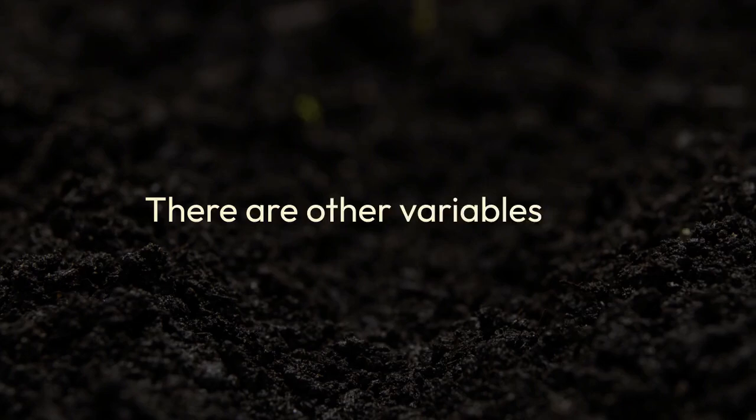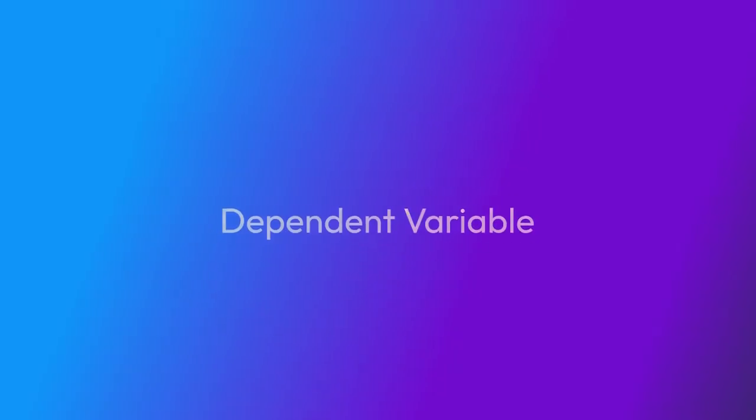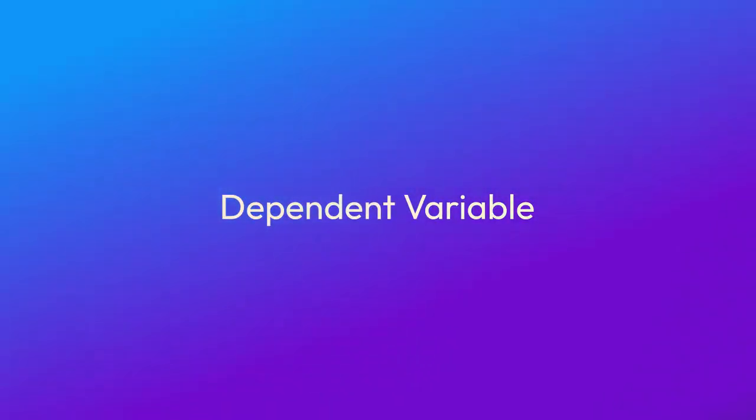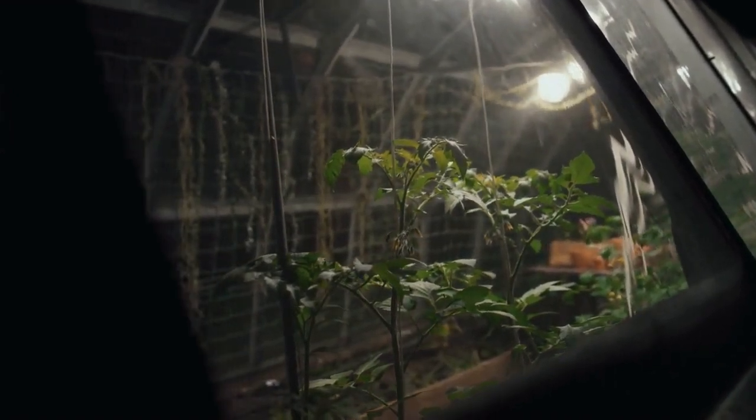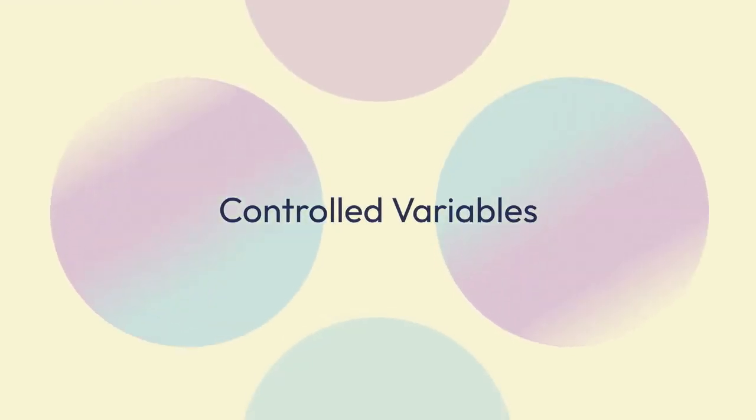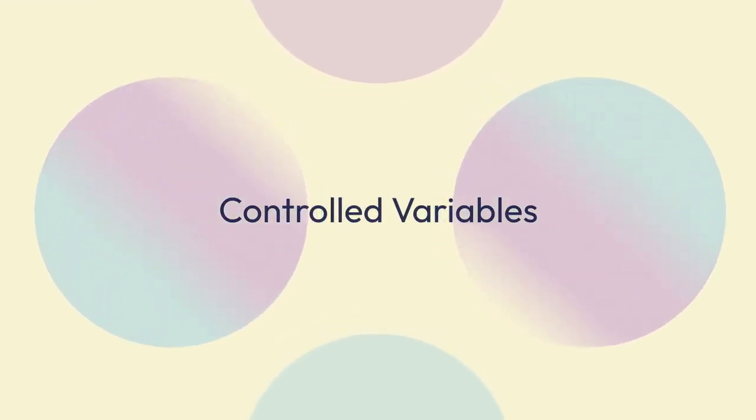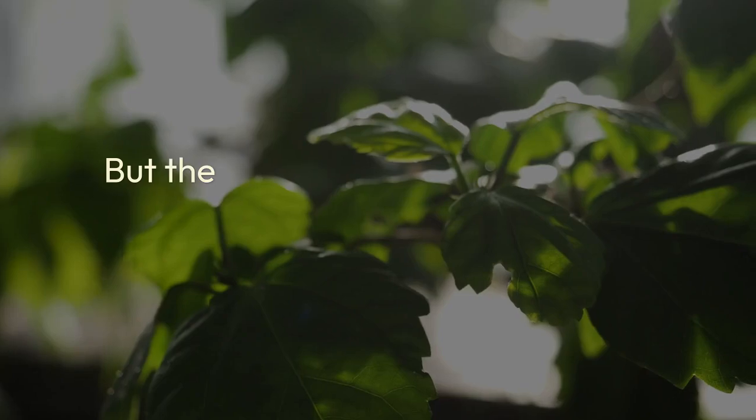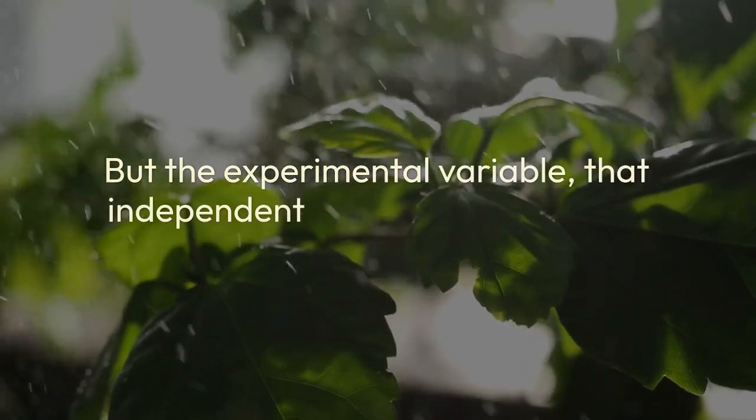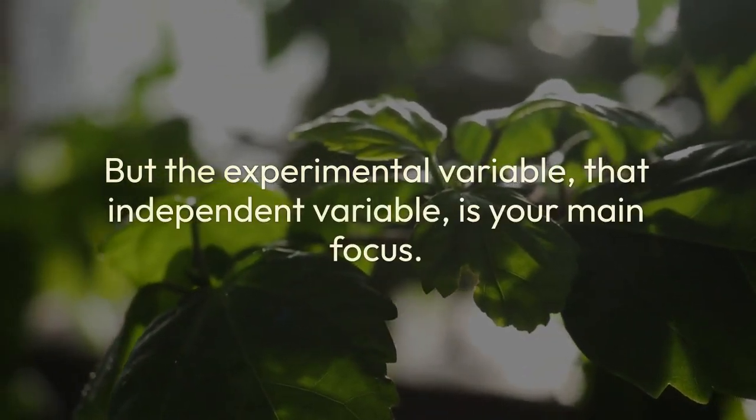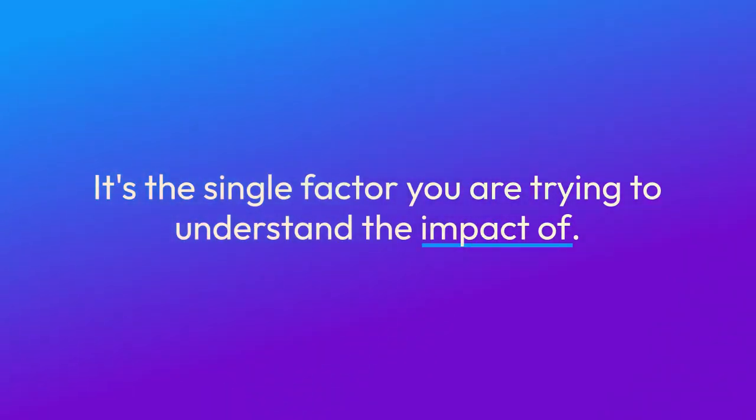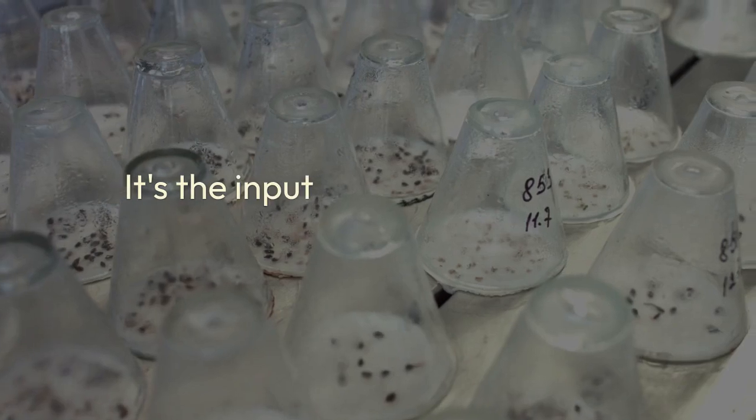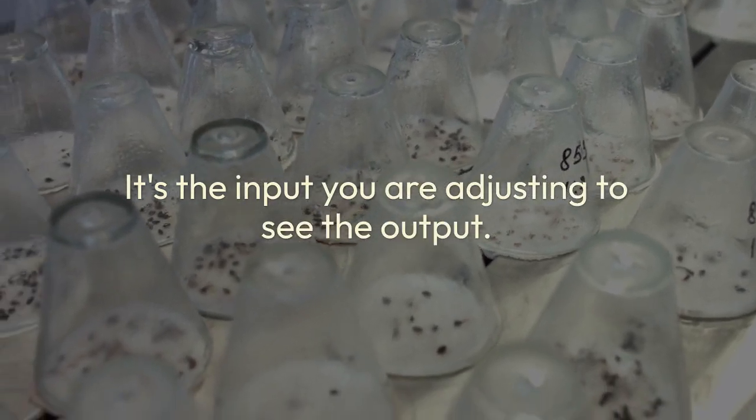There are other variables too. The dependent variable is what you measure. In our plant example, that would be plant height. Controlled variables are things you keep the same, like the type of plant or the amount of water. But the experimental variable, that independent variable, is your main focus. It's the single factor you are trying to understand the impact of. It's the input you are adjusting to see the output.